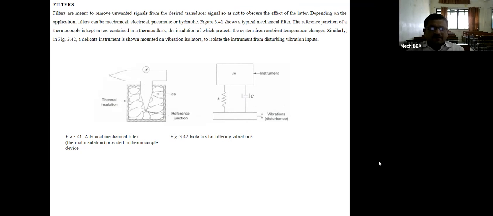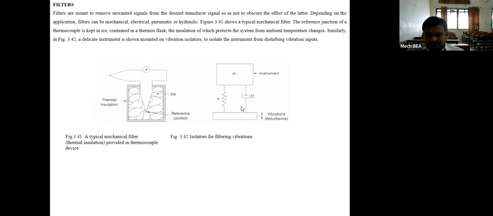The reference junction of a thermocouple is kept in ice contained in a thermos flask, the insulation of which protects the system from ambient temperature changes. Similarly, in figure 3.42, a delicate instrument is shown mounted on vibration isolators to isolate the instrument from disturbing vibration inputs. Therefore, this is the typical mechanical filter provided in the thermocouple device. See that this is the box, it contains ice. This is the thermal insulation, this is the reference junction.